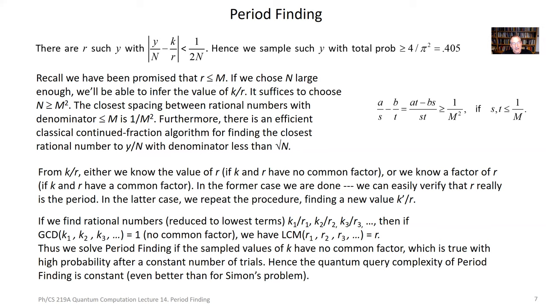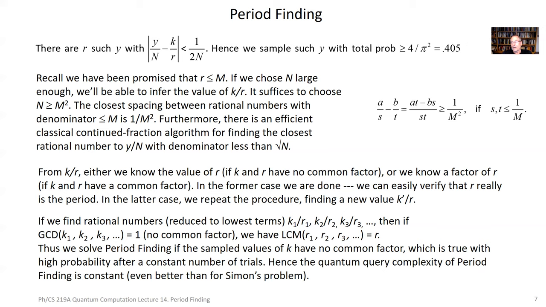And so that's good, because after I've done it a few times, the values of k that I sample now have no common factor. So I take the denominators of the rational number that I found in each case, take their least common multiple, and that's going to be r. And so after a constant number of trials with high probability, we will succeed in finding r. There are two things I have to worry about. First of all, there's an almost 60% probability that when I sample, I don't get a value of y over n, which is delta equals 1 over 2n close to some k over r.